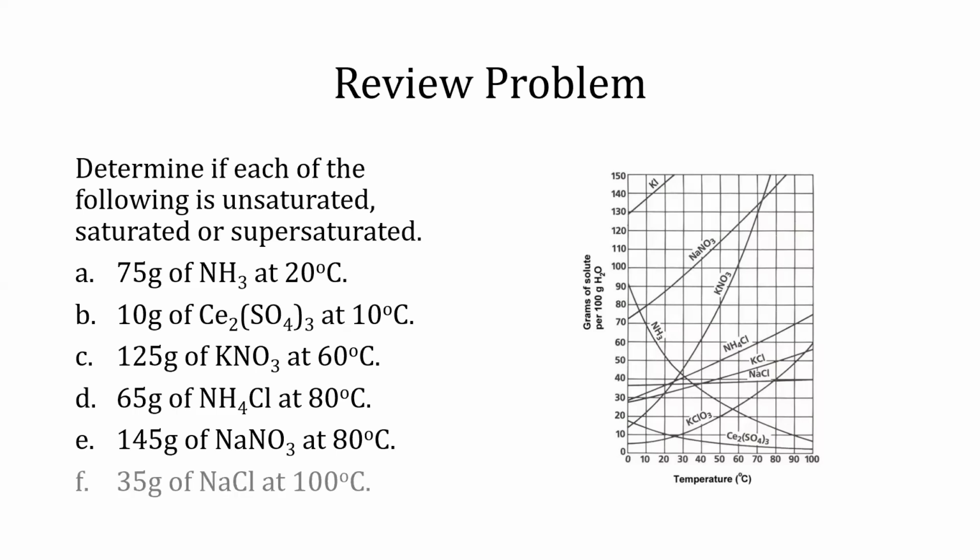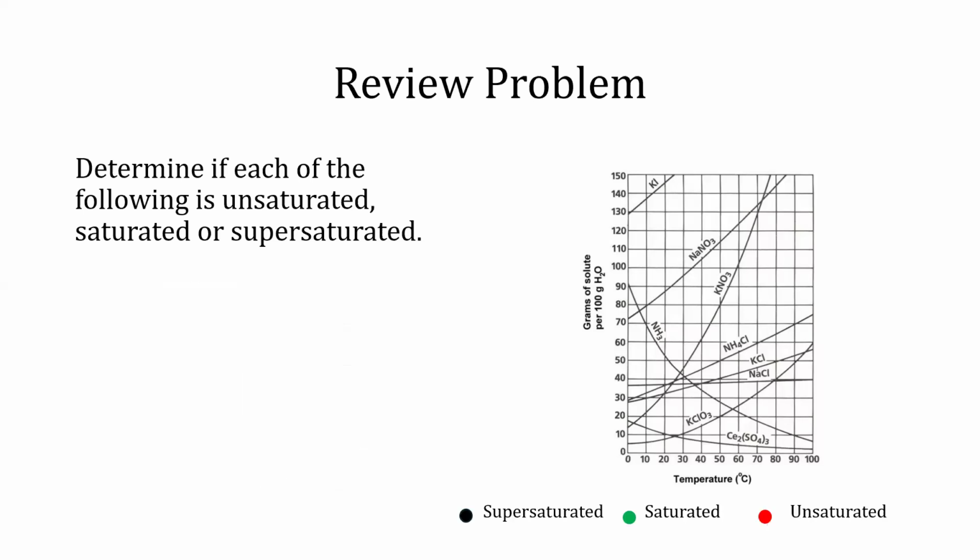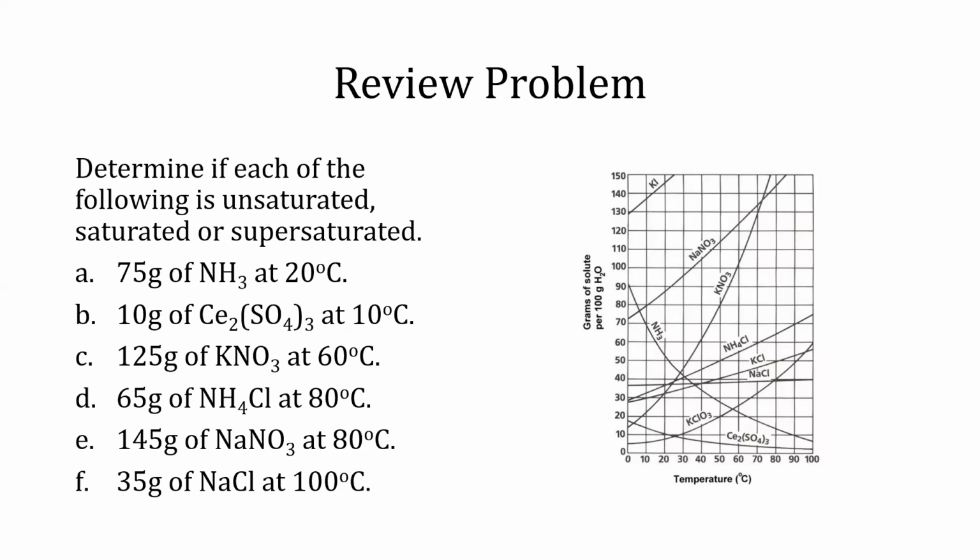And F, 35 grams of NaCl at 100 degrees Celsius. Note, for the answers to each letter, black will be used for supersaturated, green for saturated, and red for unsaturated solutions. Pause the video if you would like to try the problem on your own and continue when ready, and the solutions will be shown thereafter.